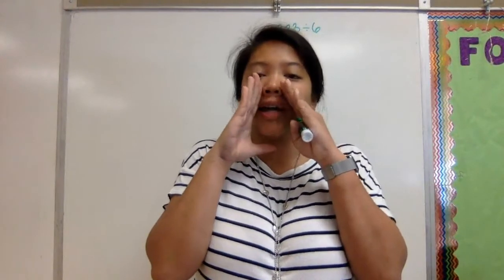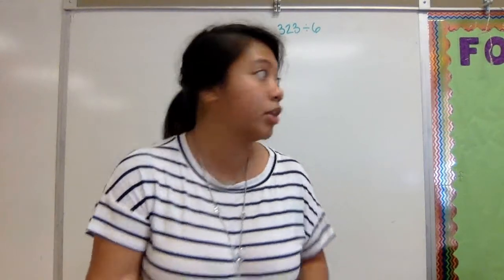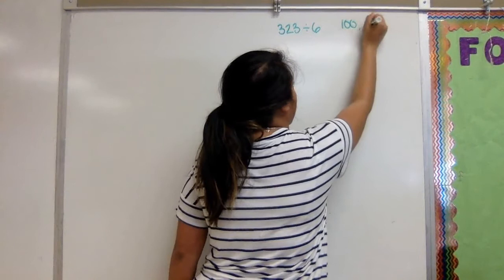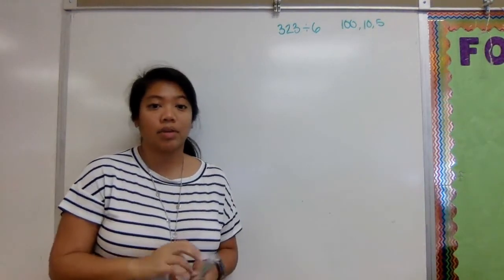Welcome to strategy number 2 with remainders. And with strategy number 2 with remainders, we are doing partial quotient. And just like I said before, partial quotient is basically us utilizing our friendly numbers, which are 100, 10, and 5. This keeps the math easy so that we don't have to worry.